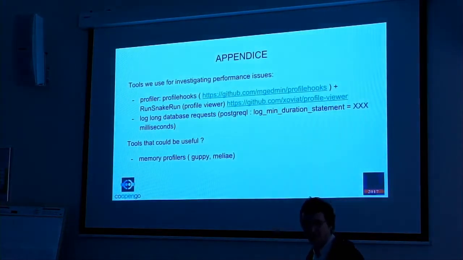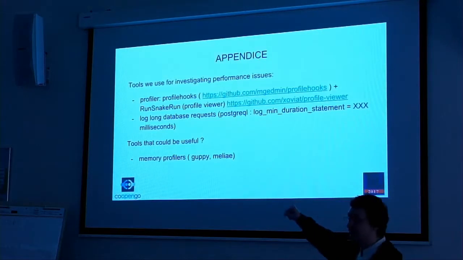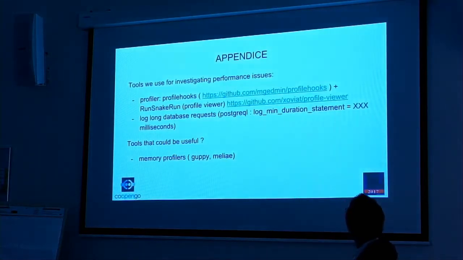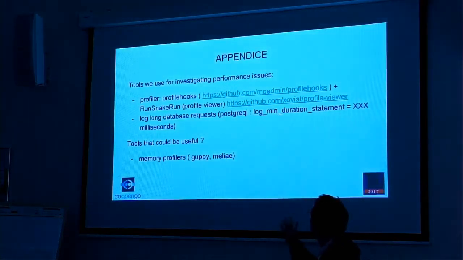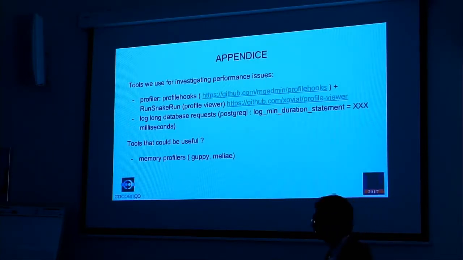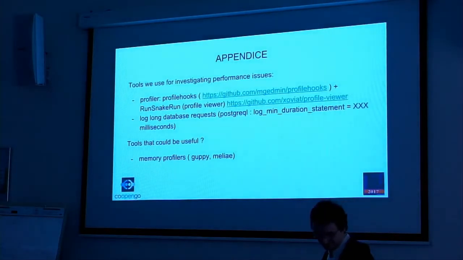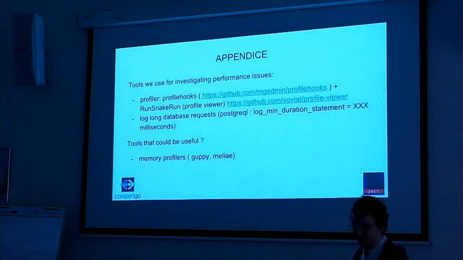So to end, when we meet performance issues, what do we use? We use profile hooks, which provides a decorator for your functions to profile them, and RunSnakeRun is a profile viewer. We also log long database requests using simply the logs of Postgres, and maybe some tool we may have to use. I would like to know how to use memory profilers. I don't know if anyone here has any experience with it. Maybe we can talk about it later. So that's done. Does anyone have a question?